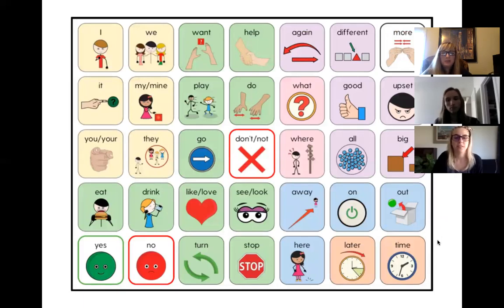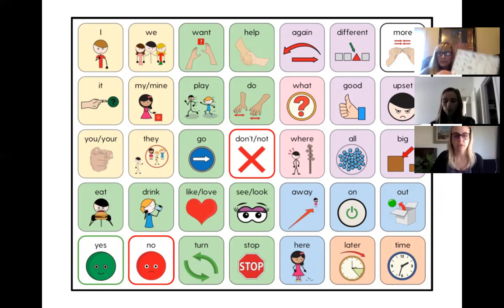Here's an example of a core vocabulary board. And Amanda, you can talk about that a little bit. Yeah, so this is the core vocabulary board. This is what we call a static board. A static board remains static, so it doesn't move. It's not a dynamic display like an iPad, for instance. On an iPad, when you hit a button, the screen changes or it produces a sound. So this would be an example of a static board, so it's not actually moving.